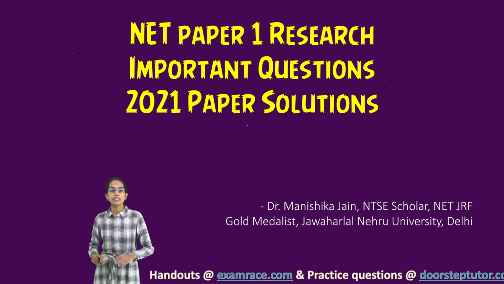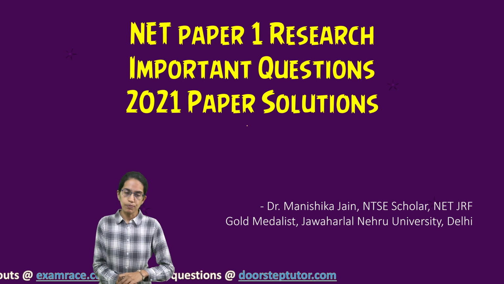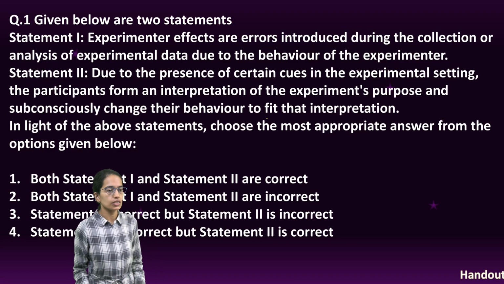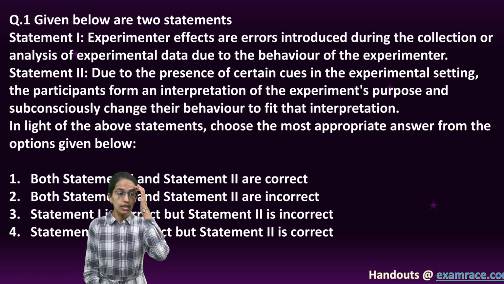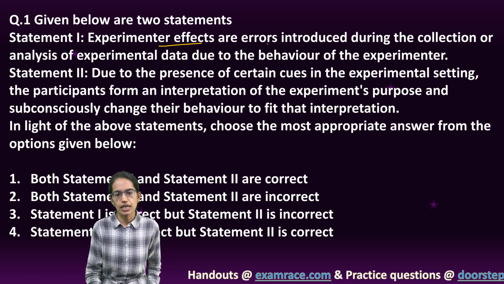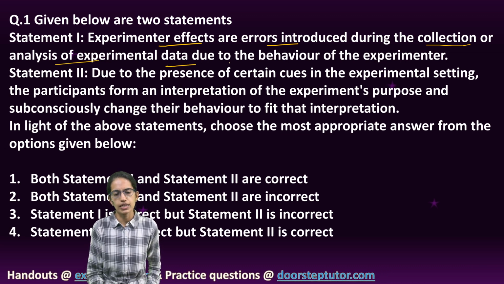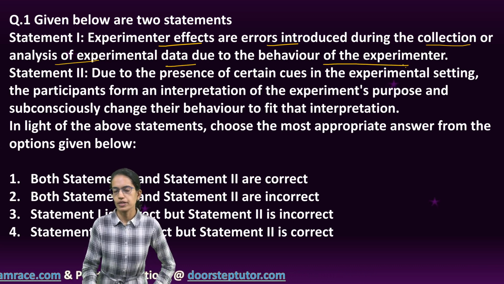Discussing some of the research aptitude questions from your 2021 NET Paper 1 various shift examinations. Now the first question here talks about two statements. The first is experimental effects are the errors which are introduced during the collection and the analysis of the experimental data due to the behavior of the experimenter.